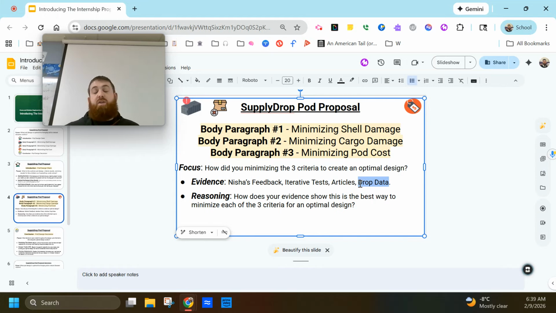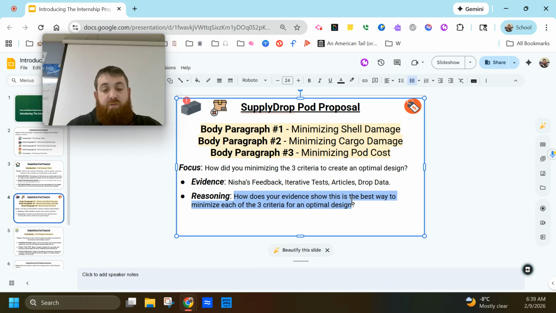This again is referring to your mass, your velocity, and your impact force. How did you minimize shell damage as you look to bring those down or get certain results for those things. And last but not least, reasoning. This is the big one. How does your evidence show that this is the best way to minimize each of the three criteria for your optimal design?